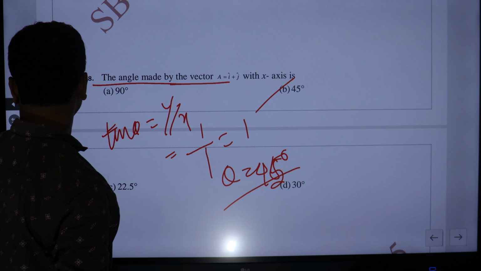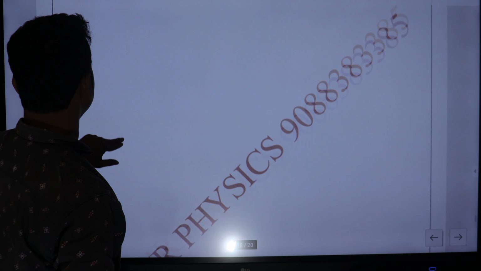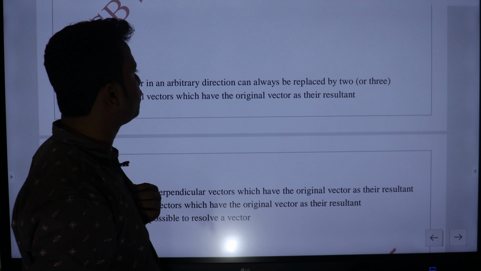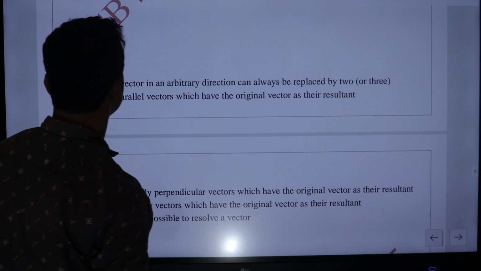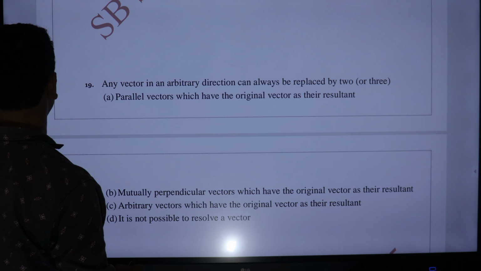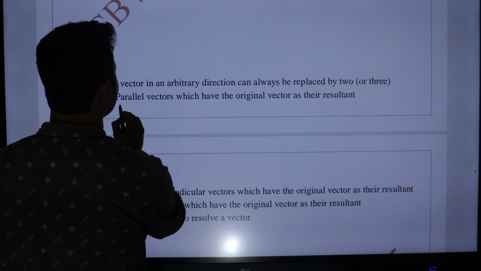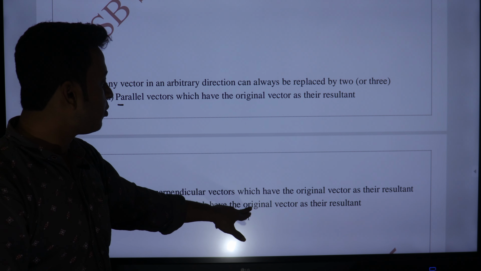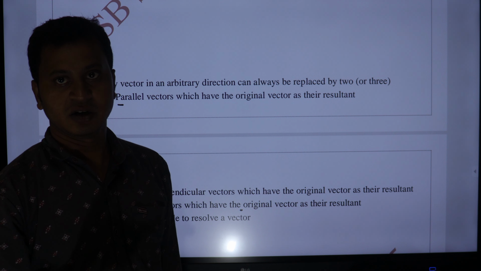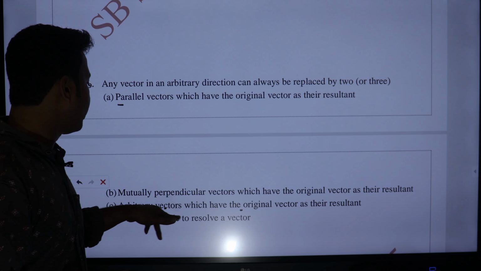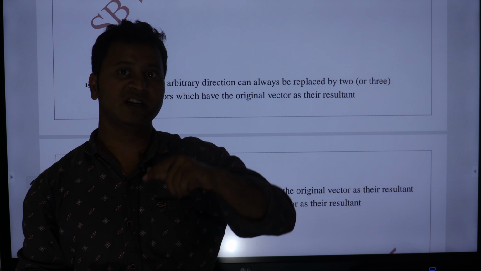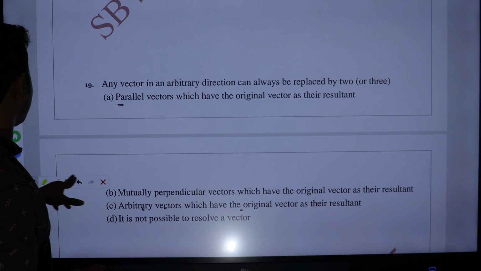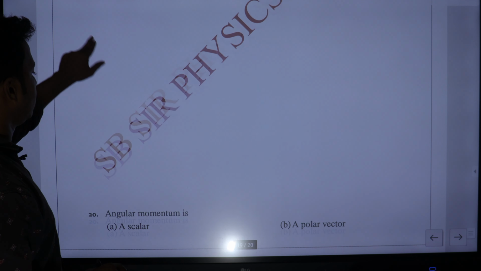Now, last two questions. Any vector in an arbitrary direction can always be represented by two vectors. So it can always be represented as two vectors. Okay, which option is right? The arbitrary vector which has the original vector as its resultant. Okay, next, this is the last question, students, please remember it.